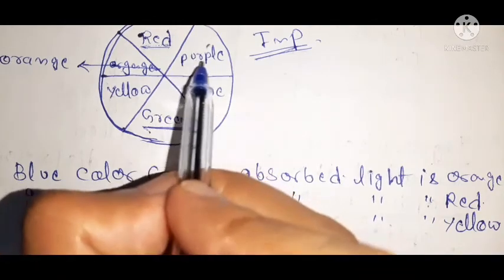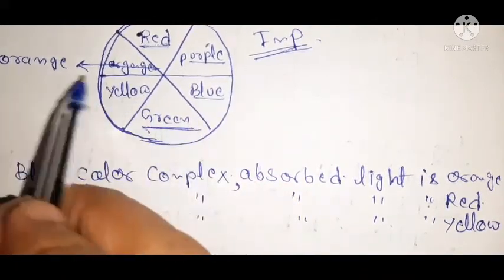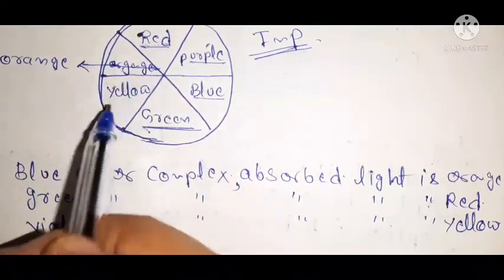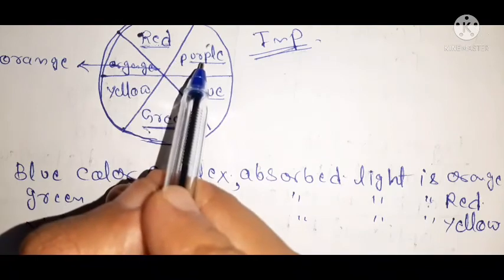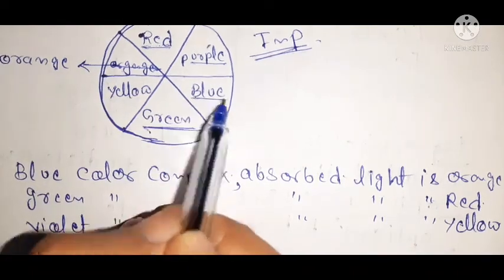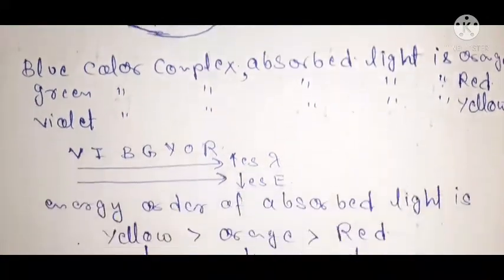Means when absorbed light is red, the color shown is green. When absorbed light is purple, color shown is yellow. When absorbed light is blue, color shown is orange. And oppositely, when absorbed light is green, color shown is red. Absorbed light is yellow, color shown is purple. And absorbed light is orange, color shown is blue. Okay friends, I hope you understand it.